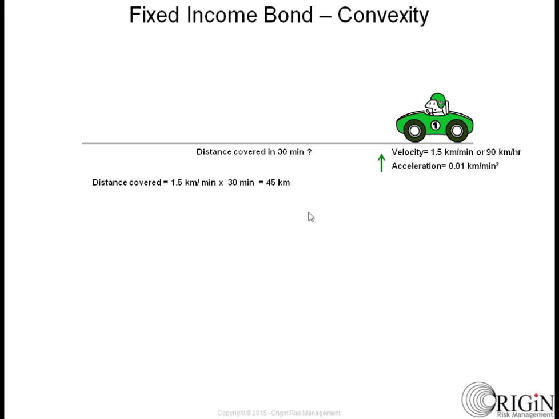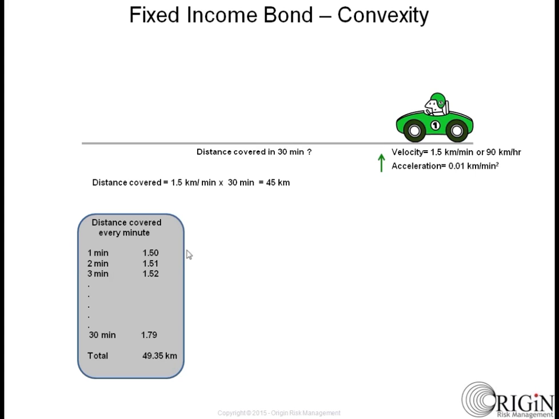First minute distance covered is 1.5. Second minute it is 1.51. Third minute it is 1.52. So on and so forth, and you can add it up. Another way to do it is to follow Newton's law of physics, which gives distance travelled as S is equal to ut plus half at square.